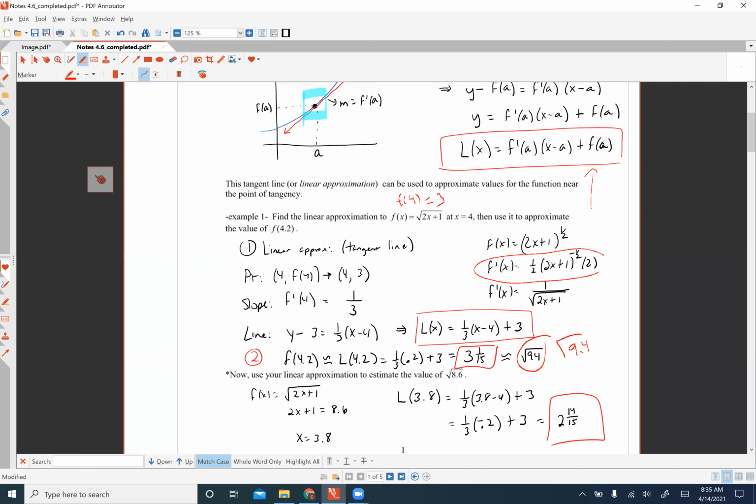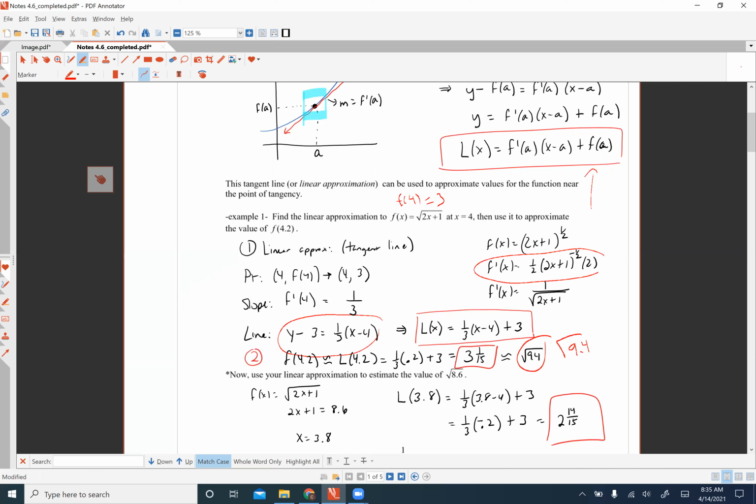So here's your tangent line: y minus 3 is 1/3 times the quantity x minus 4, and then you just solve for y. Now instead of calling it y, we call it L of x. L means linear. So the linear approximation is 1/3 times the quantity x minus 4, plus 3.